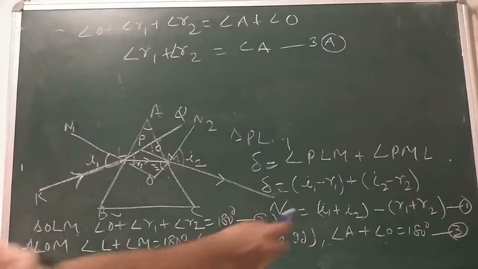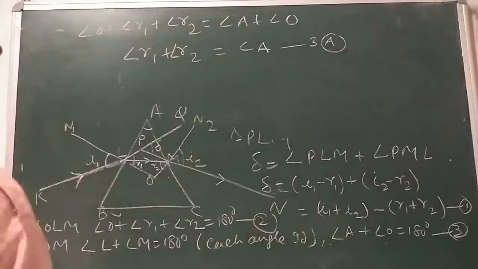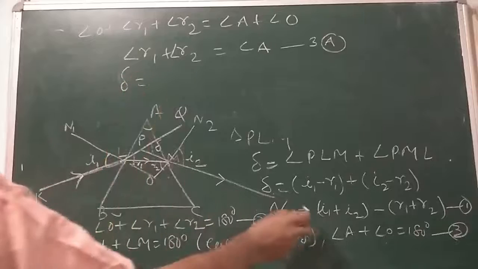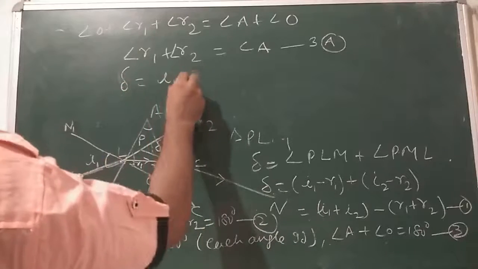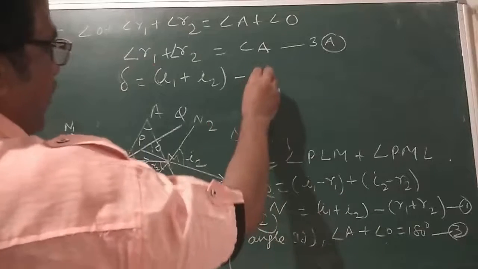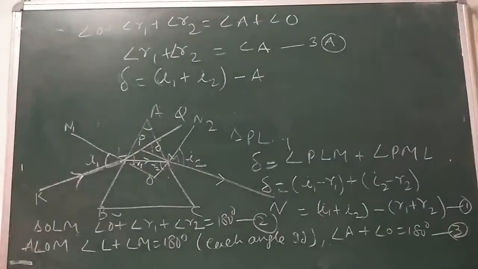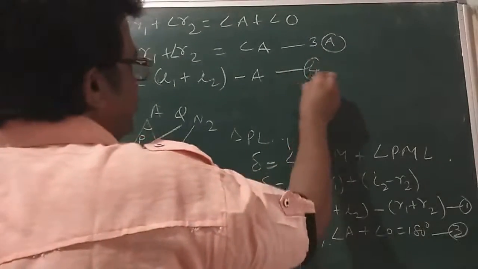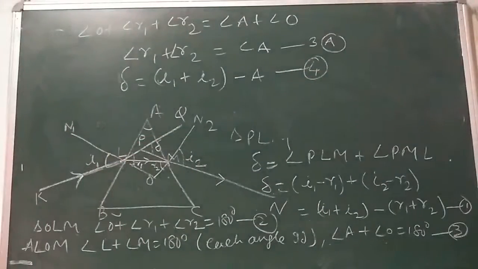Now put this value in 1. So we are getting here delta is equal to I1 plus I2 minus (R1 plus R2), which is A. Say this is our equation number 4. Write down.